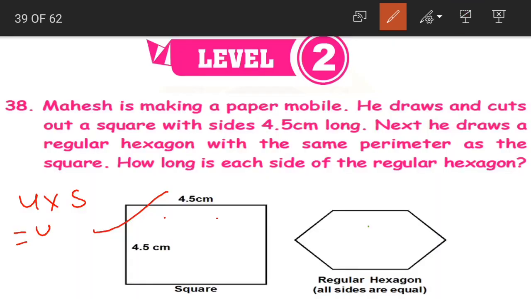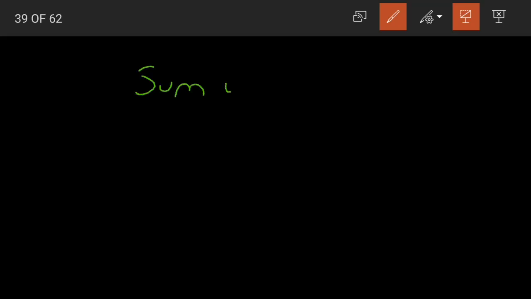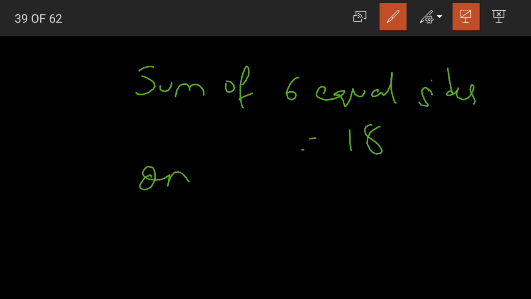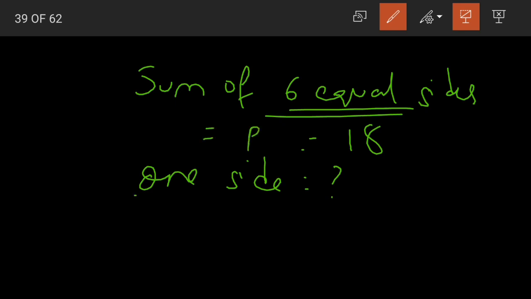So again the 18 becomes the perimeter of our hexagon as well. Hexagon is having 6 equal sides. Sum of its 6 equal sides is equal to 18. So one side will be equal to how much? Are you understanding the question? Our hexagon is having 6 equal sides and the sum of the length of 6 equal sides is nothing but perimeter. And how much is the perimeter? It is 18. Now from this information we have to find out the length of one side.